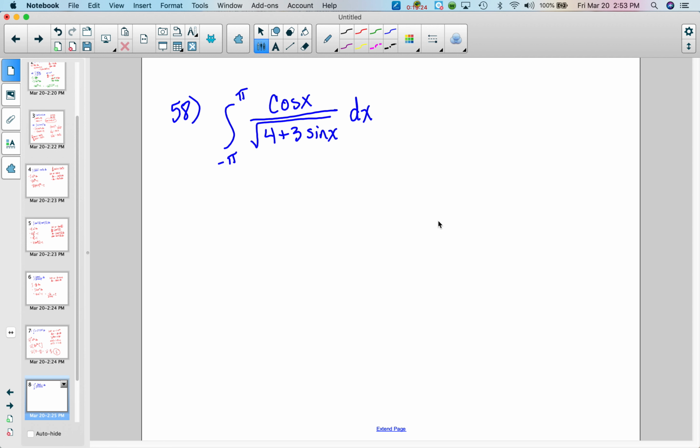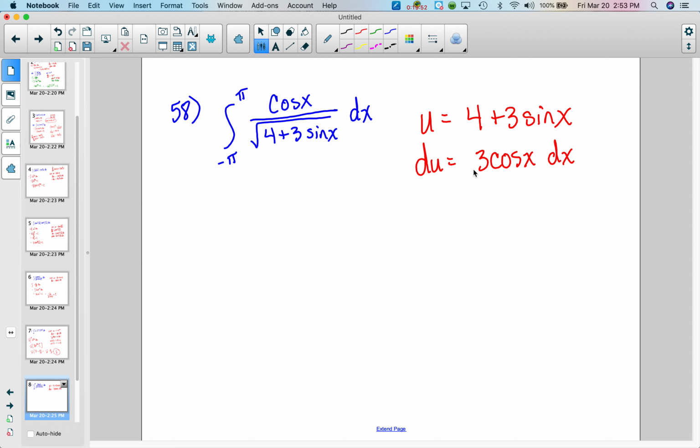Next problem we have here, also a definite integral. And this time we also have that situation with sine and cosine, but notice how this is kind of embedded there. So I'm going to let u equal 4 plus 3 sine x. So du equals, that's going to be 0. We get 3 cosine x dx.